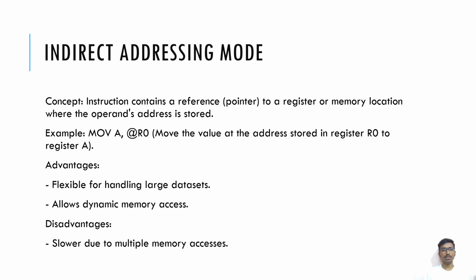Indirect addressing mode. Instructions contain a reference pointer to a register or memory location where the operand's address is stored. Example, MOV A, @R0. Move the value at the address stored in register R0 to register A. Advantages: flexible for handling large datasets, allows dynamic memory access. And the disadvantage is that it is slower due to multiple memory accesses.